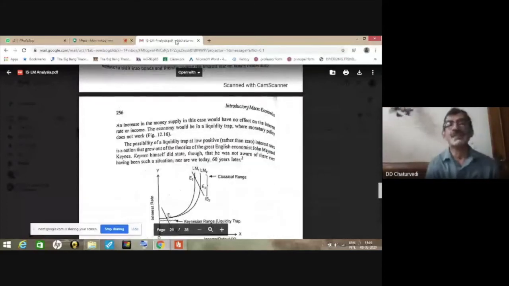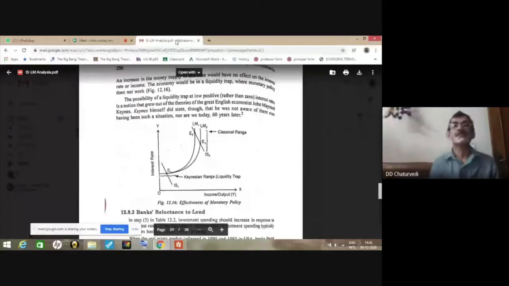This liquidity trap is also called the Keynesian range because this concept was given by J.M. Keynes. So here the LM curve is horizontal, and the IS curve has the normal shape, downward sloping. When we apply monetary policy through open market operations, the LM curve will not change the equilibrium point; it will remain as it is at E1. So there will be neither change in the rate of interest nor in the level of income.